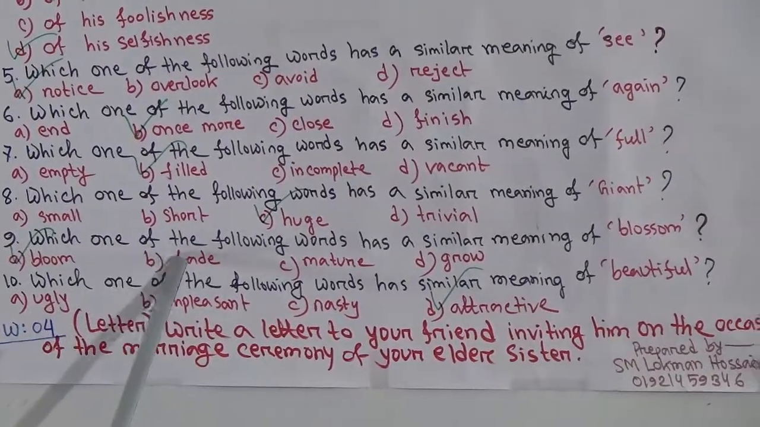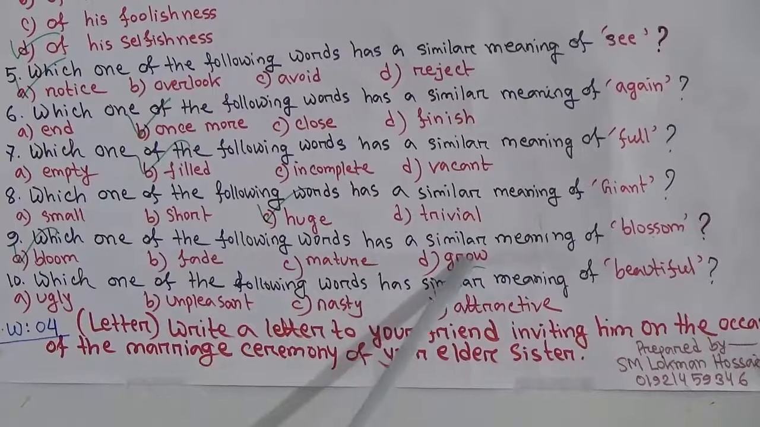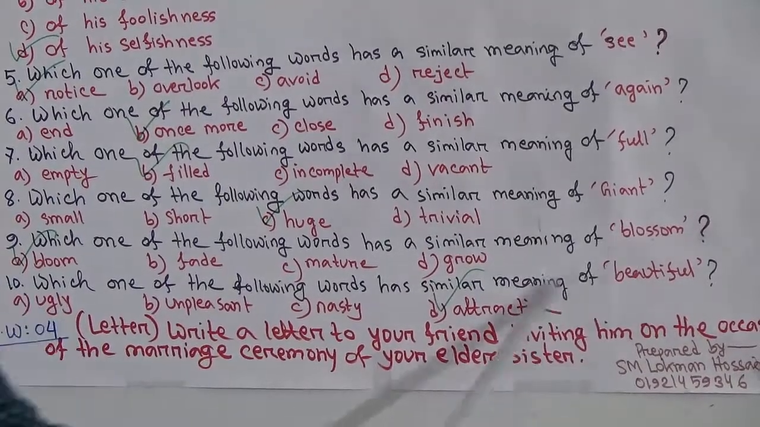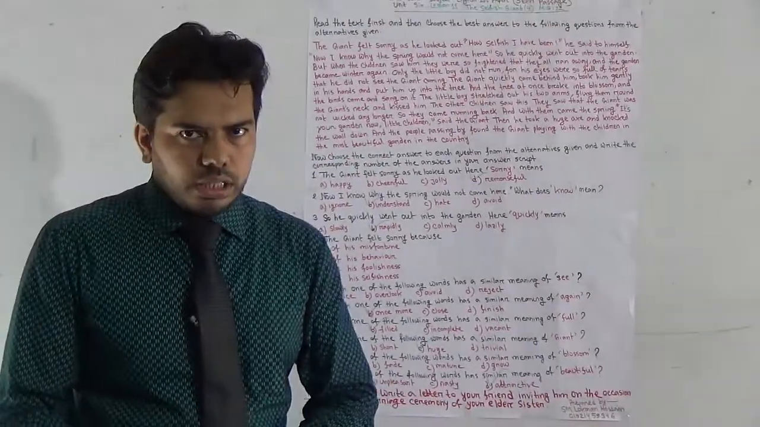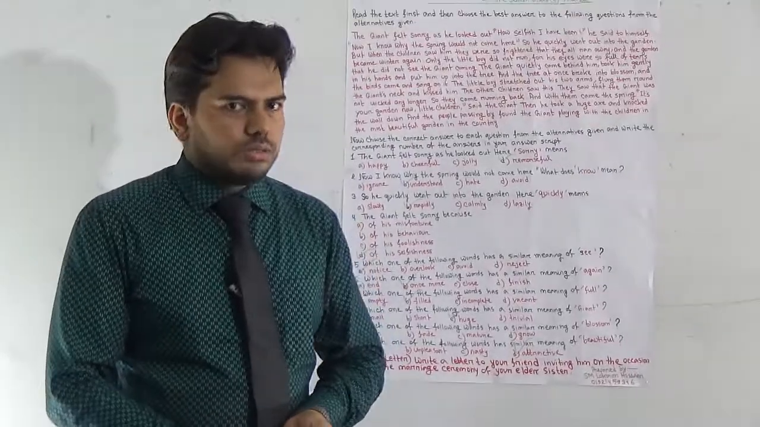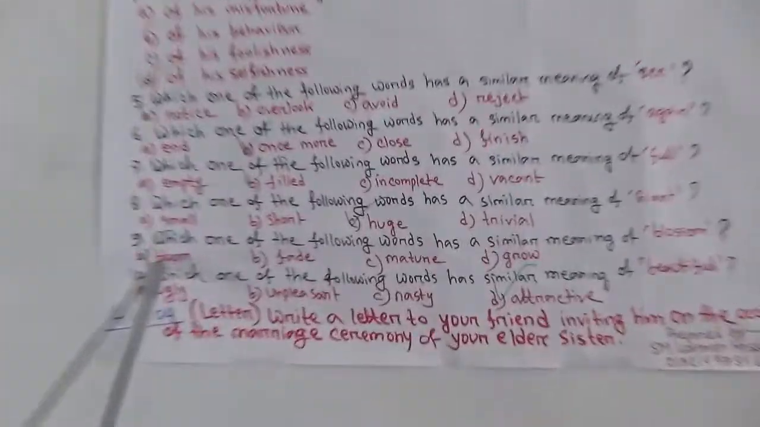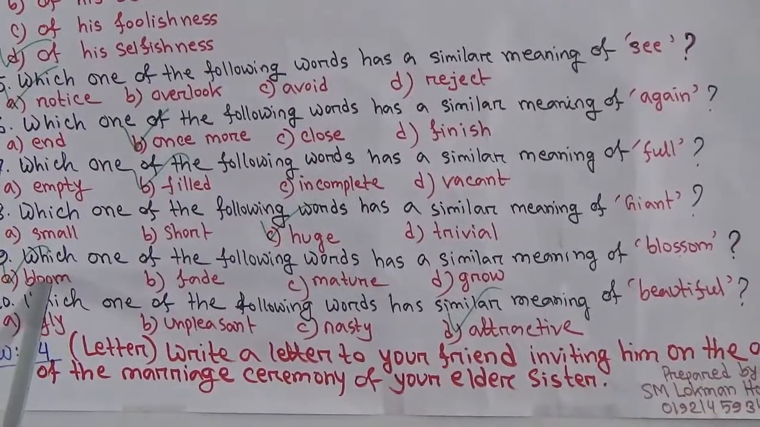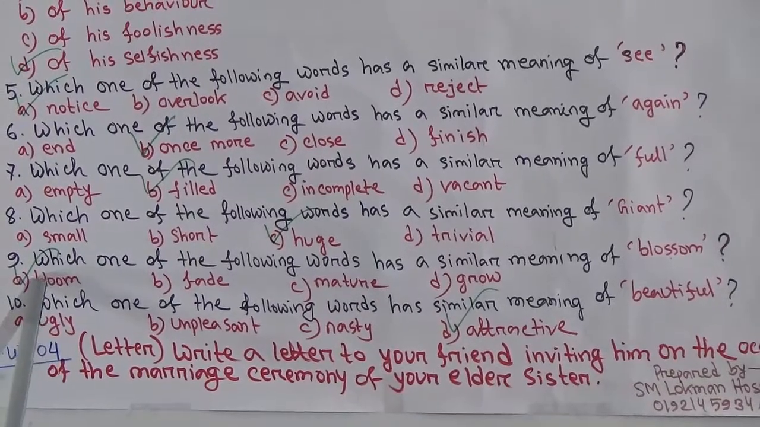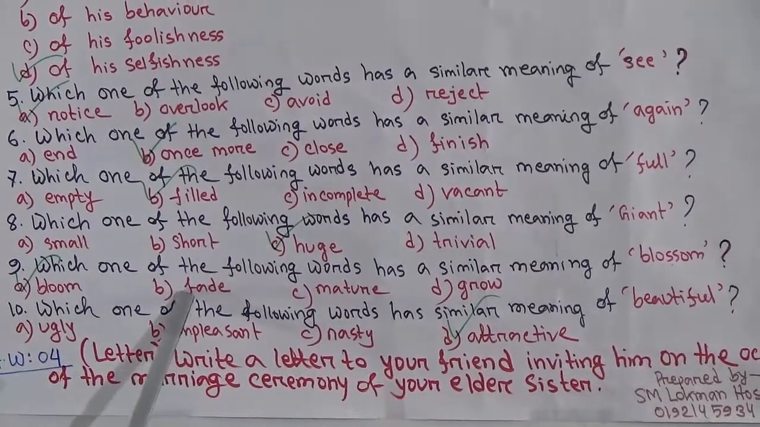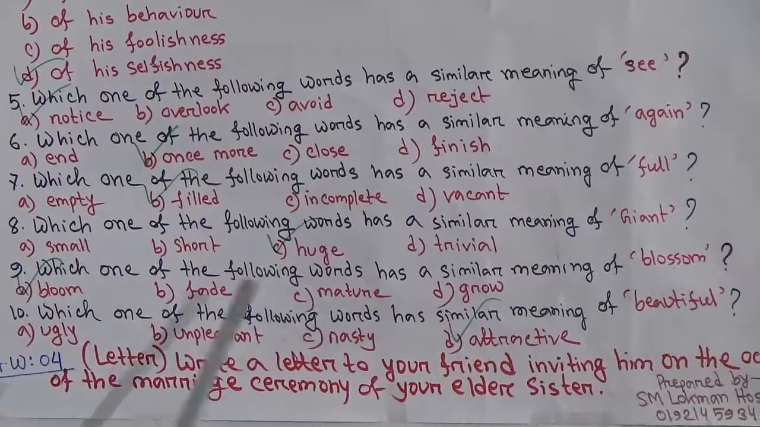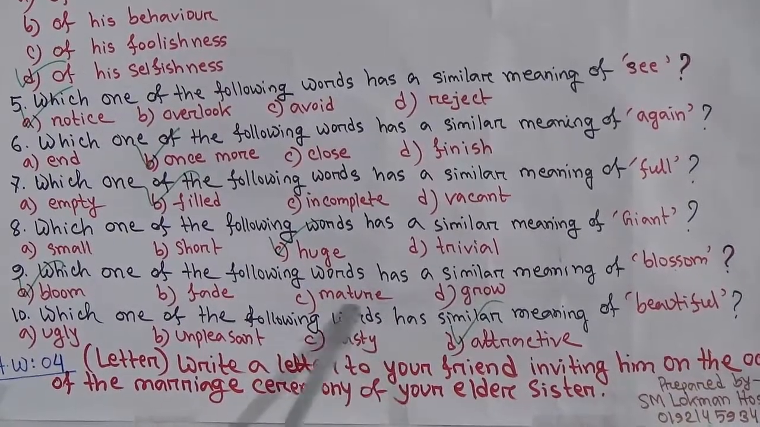Which one of the following words has a similar meaning to blossom? Blossom means to flourish something, to bloom something. It indicates only flower blossom. First one is bloom, so bloom should be the closest meaning of blossom. Fade means turn into another color. Mature means grow, and grow means mature.